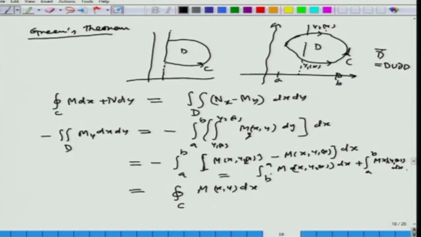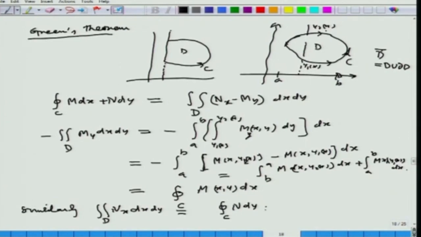And so the first term is going from B to A for the upper one, and overall this is the direction we have taken. So this is the line integral of M dx on the closed curve C. Similarly, for N_x we can do the calculation, and this double integral of N_x dx dy over D will give you the line integral of N dy.